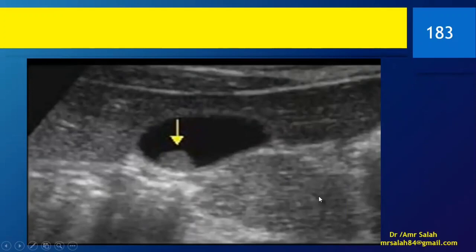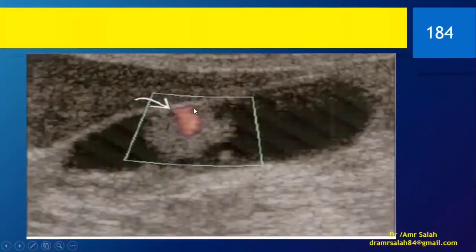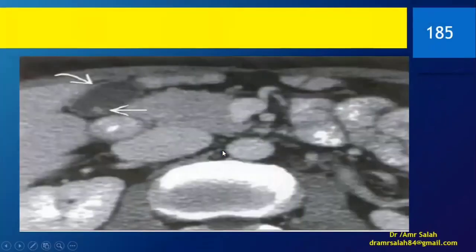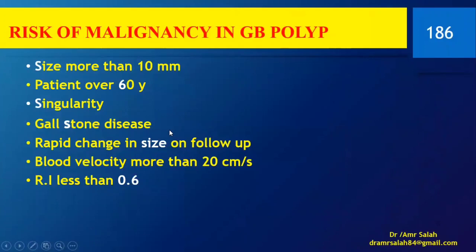Okay, we can make sure by the Doppler. If we have managed to see vascular flow, this is of course not a stone. This is a polyp. Now, this is a polyp by the CT. Okay, soft tissue shadow inside. Now, this is evidently the polyp. This is the soft tissue inside the gallbladder. Now, we have to make sure, is this cancerous or not?